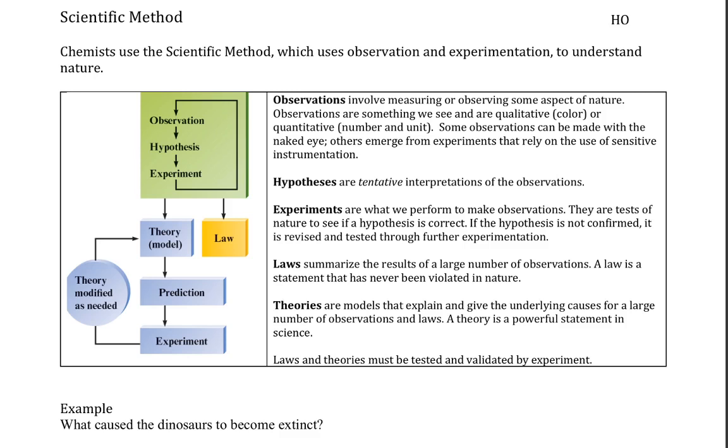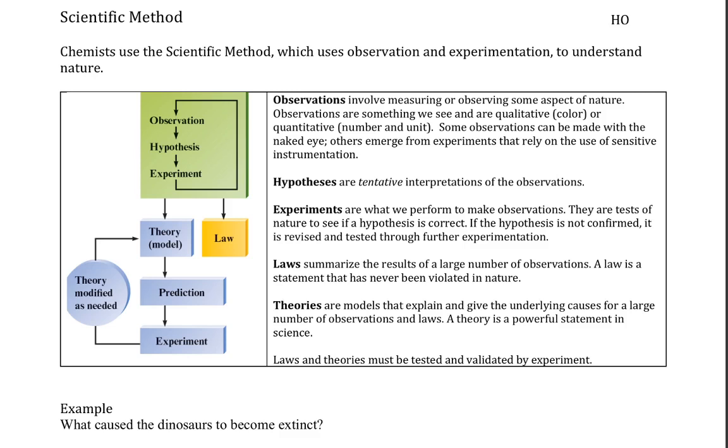Laws summarize the results of a large number of observations. A law is a statement that has never been violated in nature. So a law is just a statement of observations. It's not saying why that's occurring, but it's just stating that it is occurring, that it occurs this way. Theories are models that explain and give the underlying causes for a large number of observations and laws. A theory is a powerful statement in science.